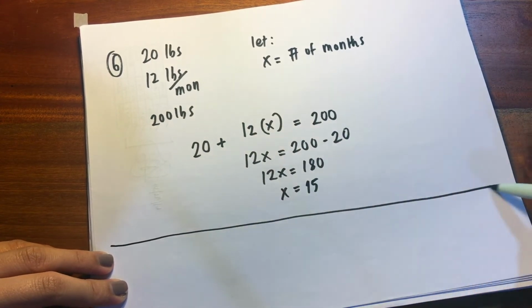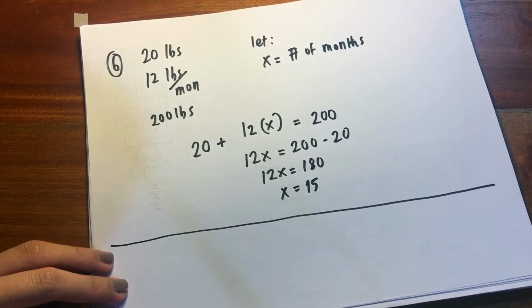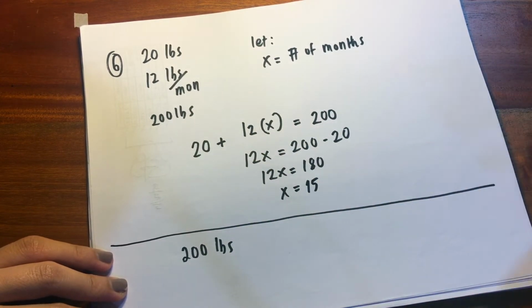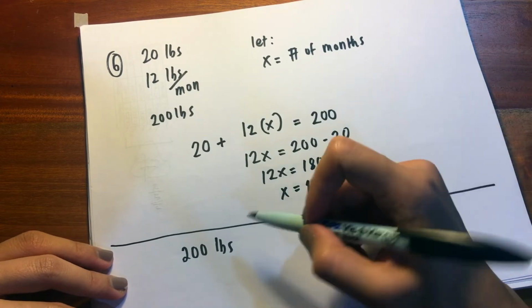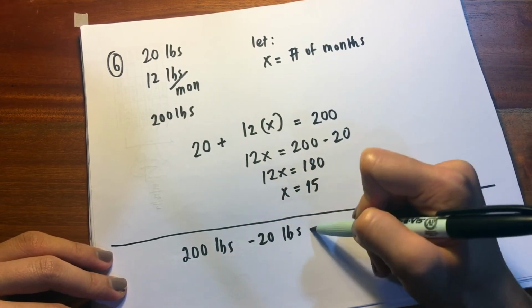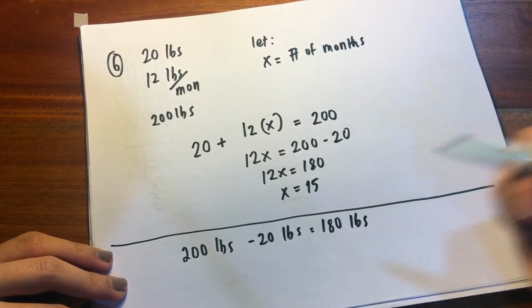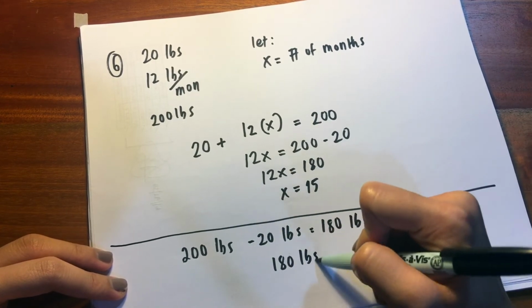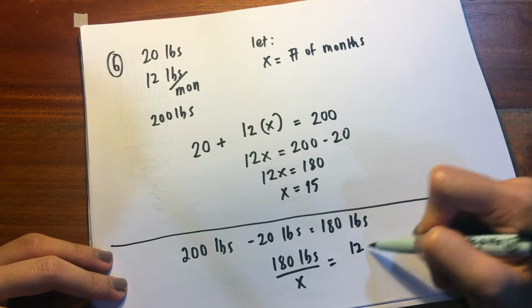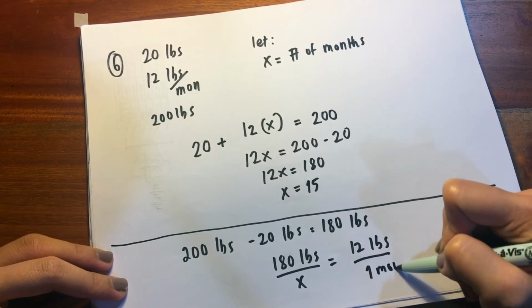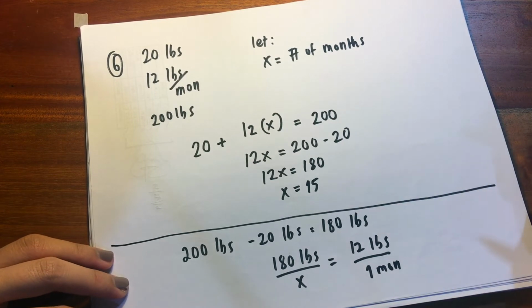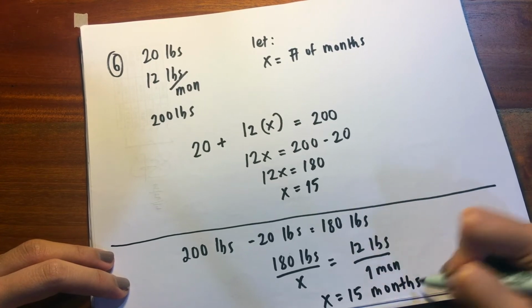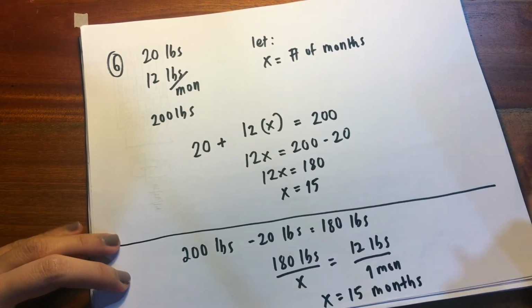Another way to solve this is, if the goal is 200 pounds, how many more pounds does the hog need to gain? So 200 minus 20 pounds is equal to 180 pounds. So if it gains 12 pounds per month, 180 pounds over X months is equal to 12 pounds per 1 month. Cross multiplying, the answer is also equal to 15 months. Okay, so that's letter B.